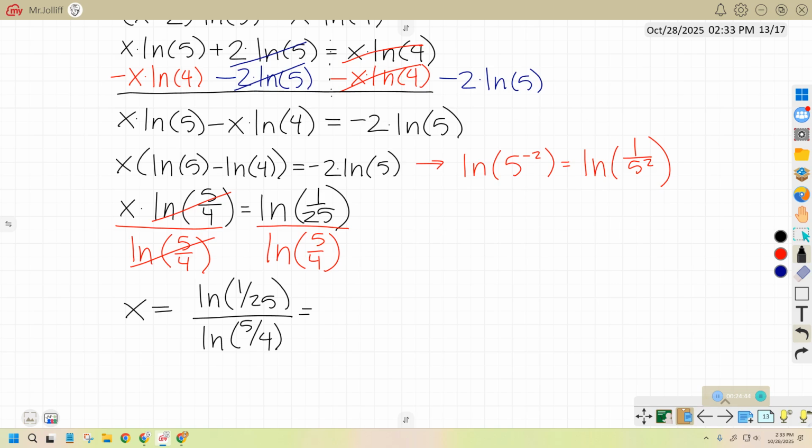Those are things we can plug in a calculator. There is an ln button on our calculator. I would encourage you to do that now. What is ln of 1 over 25 divided by ln of 5/4?